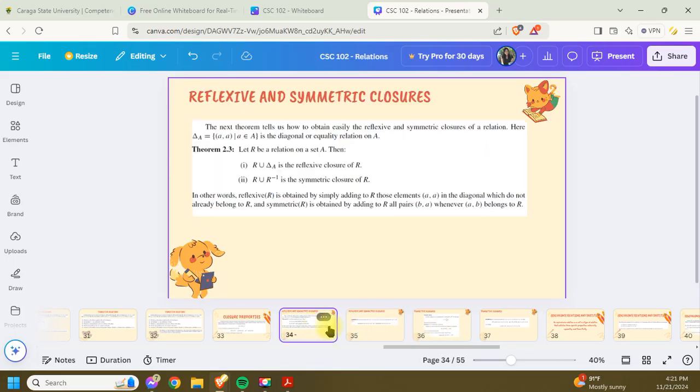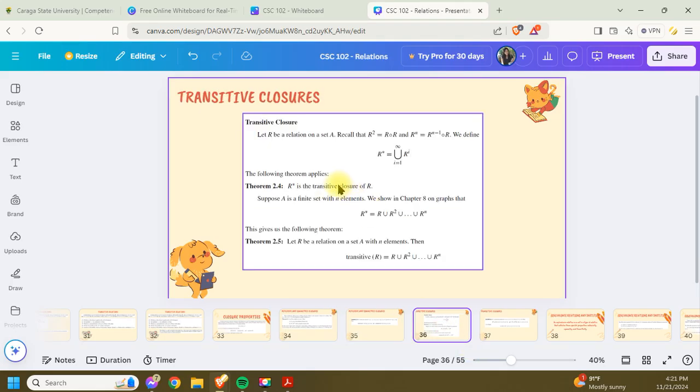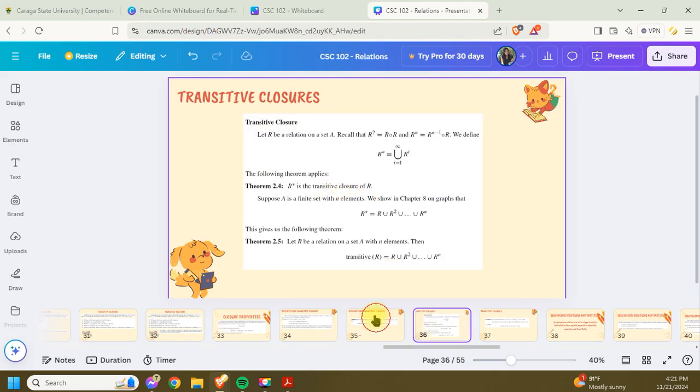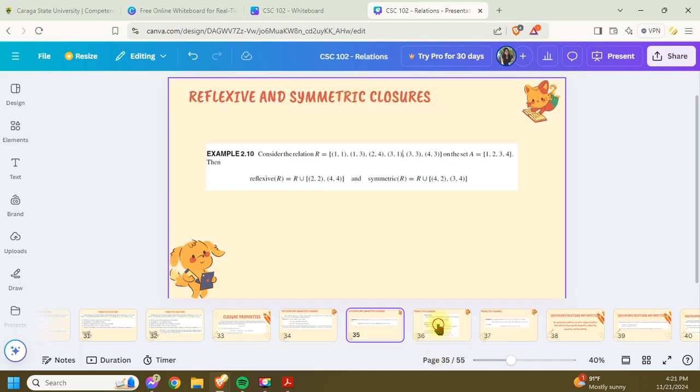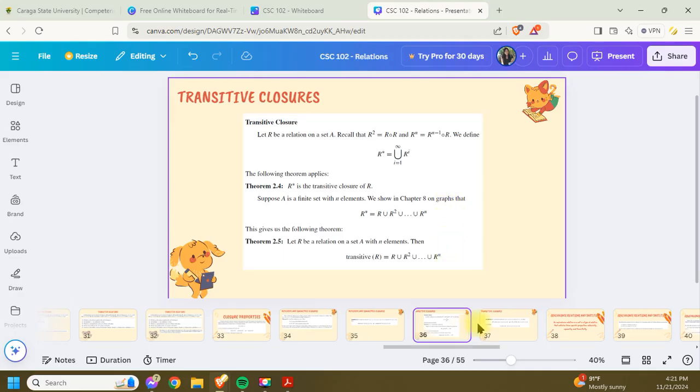And we also have transitive and reflexive closures. And this one is not transitive, this is reflexive and symmetric. Now, this is a transitive closure. So transitive closures, technically, you're just going to be adding itself.